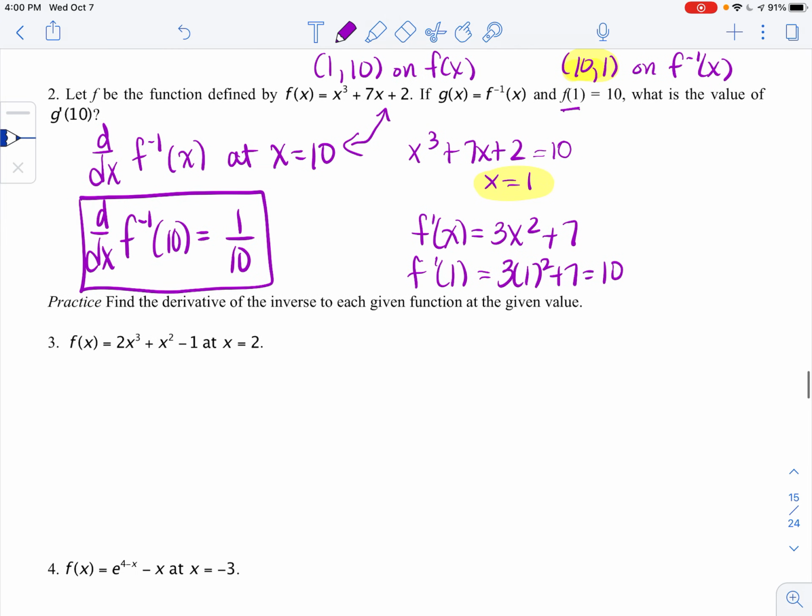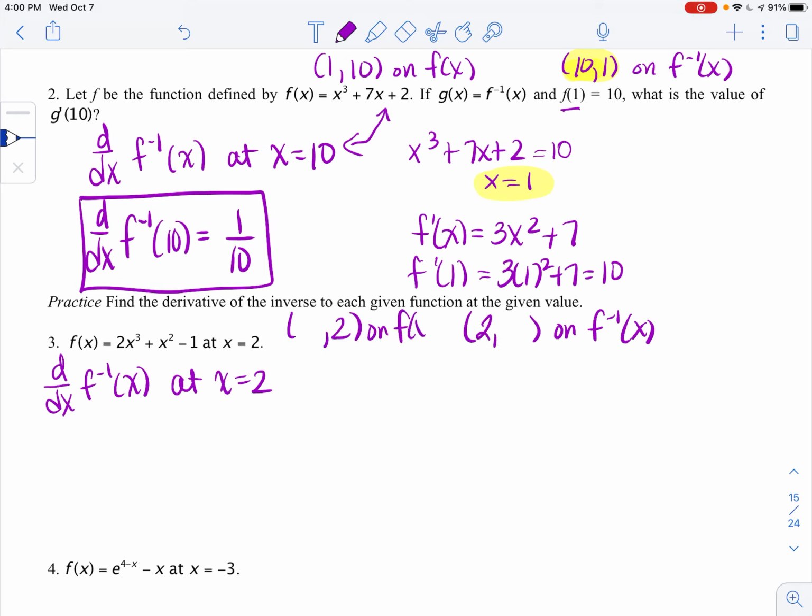So it says find the derivative of the inverse to each given function at the given value, okay? So this is asking us to find the derivative of f inverse of x at x equals 2. Again, the thing to be careful with, this is really a point. Let me do it like this: (2, something) on f inverse, but that's really (something, 2) on f of x.